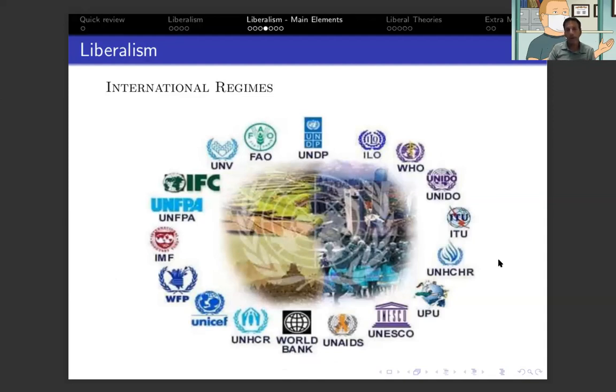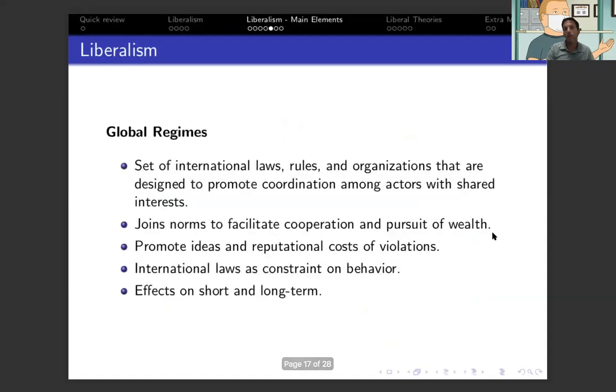You have a lot of the organizations related to the United Nations. Some of them include the World Bank, the IMF, and the World Health Organization here on top. Those are examples of international institutions which fit the international regimes definition. From a formal definition standpoint, international regimes, meaning international laws, rules, or organizations, are mostly designed to promote coordination among actors who have shared interests.